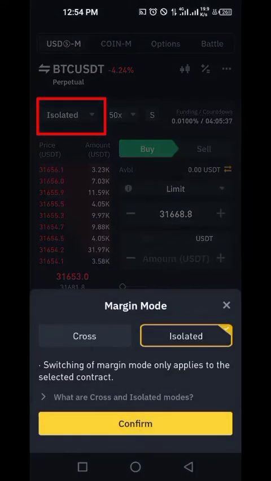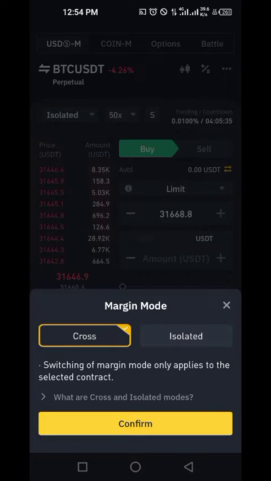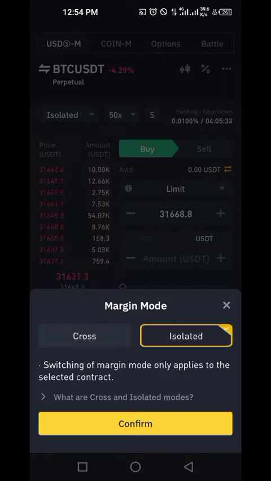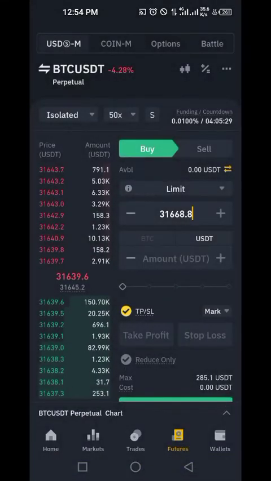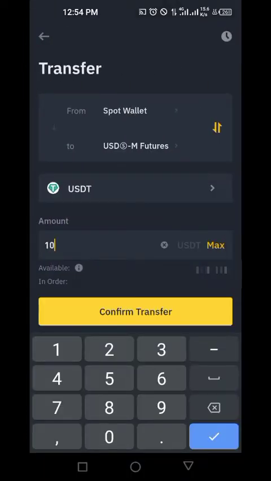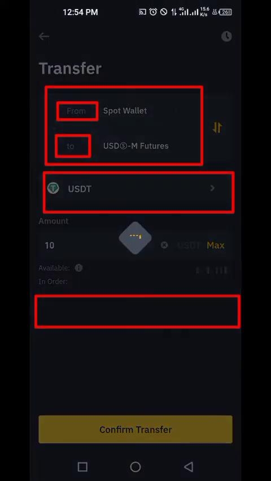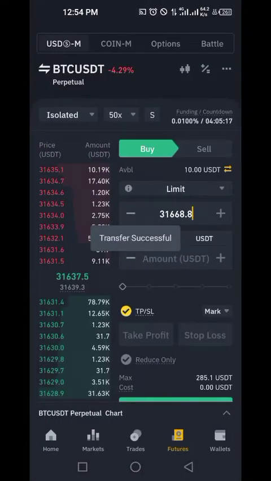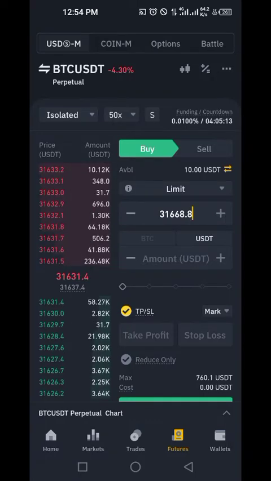There is the cross margin and the isolated margin. What's the difference between these? Now let me make a transfer. Let me transfer 10 USDT to my futures wallet for the purpose of this training. Okay, I've transferred $10 to my futures wallet.